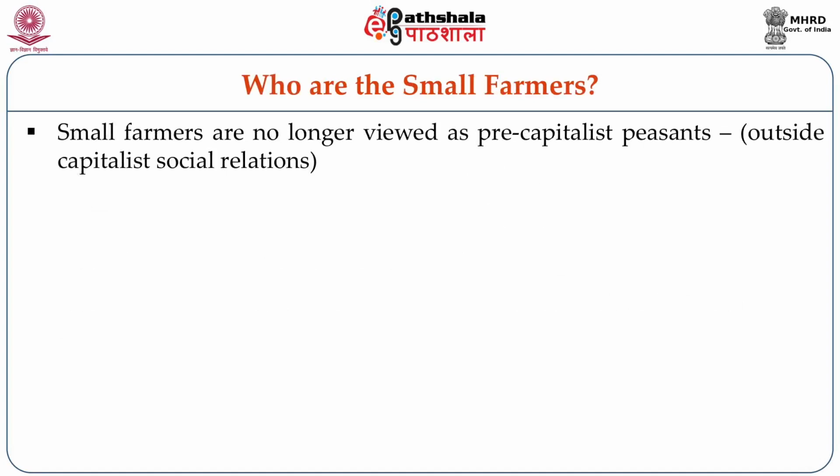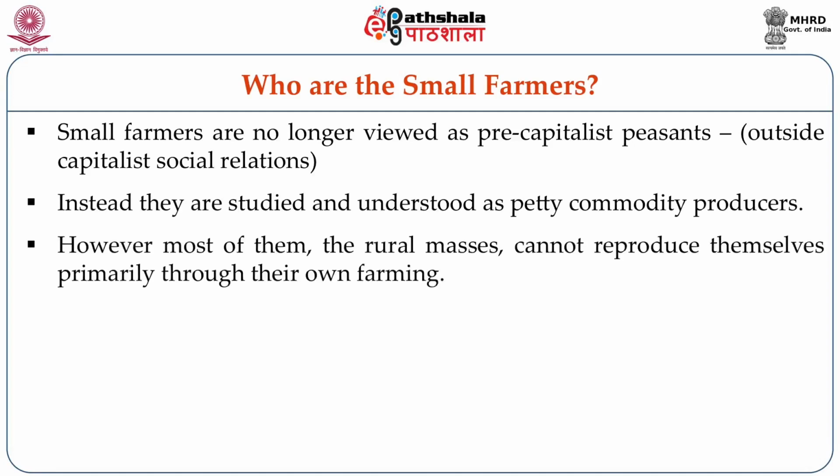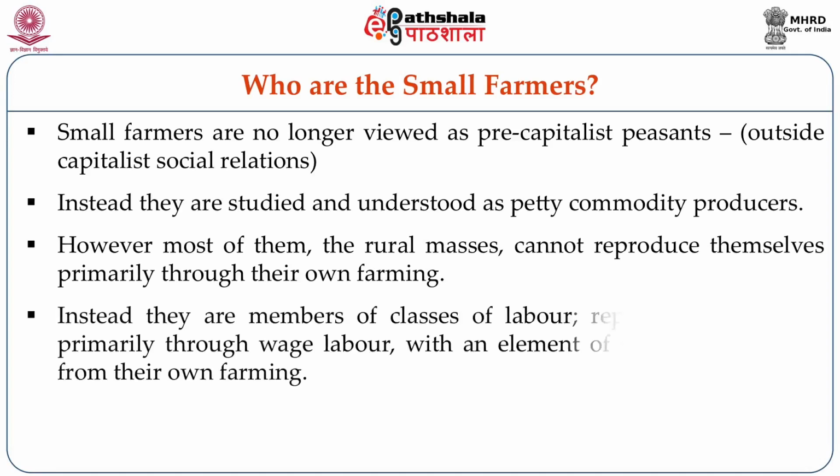Small farmers are no longer viewed as pre-capitalist peasants outside capitalist social relations. Instead, they are studied and understood as petty commodity producers. However, most of them, the rural masses, cannot reproduce themselves primarily through their own farming. Essentially, this means that farmers no longer just farm, they have to balance a range of diversified livelihoods in order to cope with the seasonal and other forms of income insecurities.